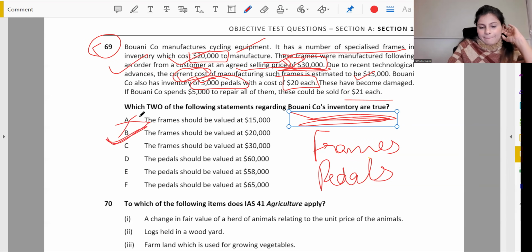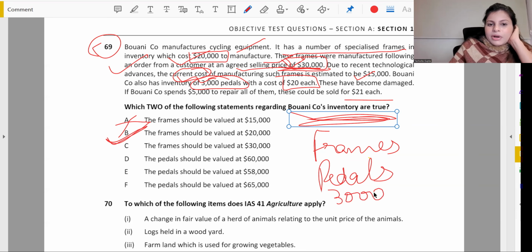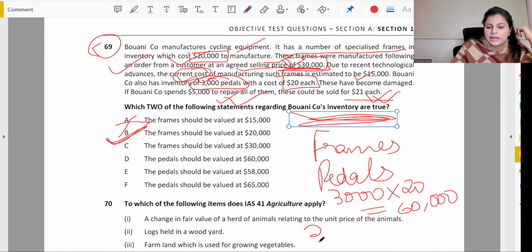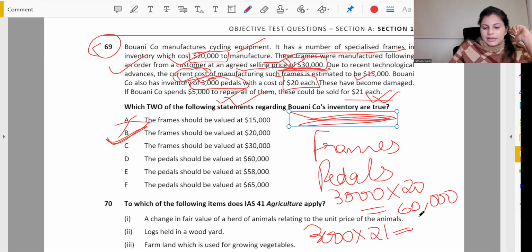For pedals now, what's my pedals cost? There are 3,000 pedals and their cost is 20 each. So that comes out to be 60,000 is my cost. What's my NRV, net realizable value? They said they have become damaged. They need 5,000 repair, so that would be cost to sell. Fair value is 21, so I'll say 3,000 into 21. How much is that? That's my fair value.